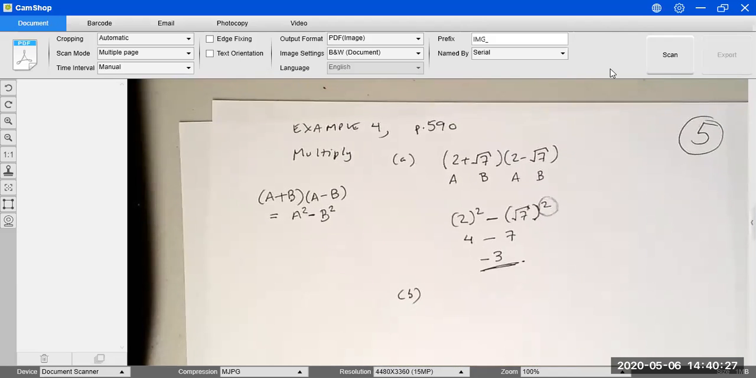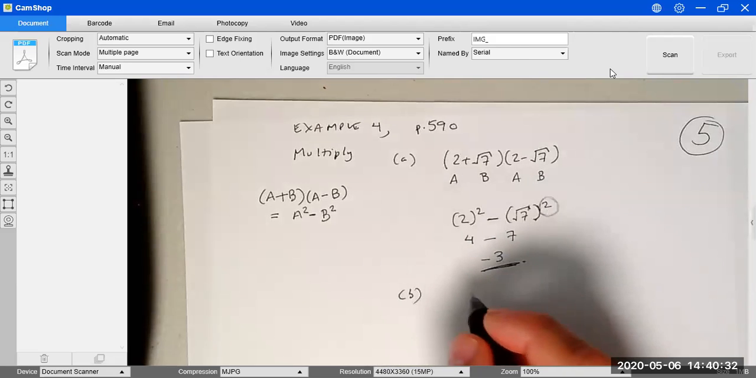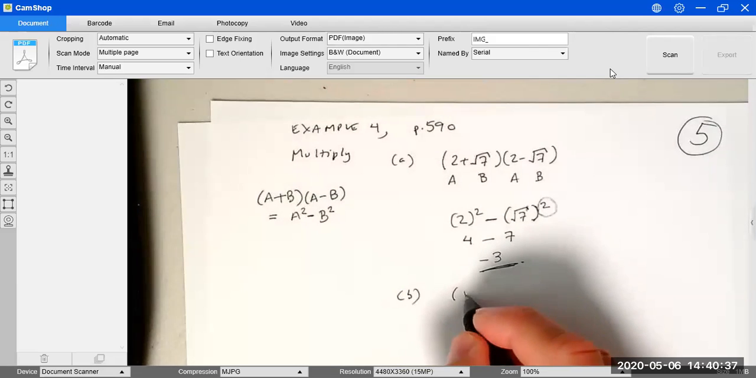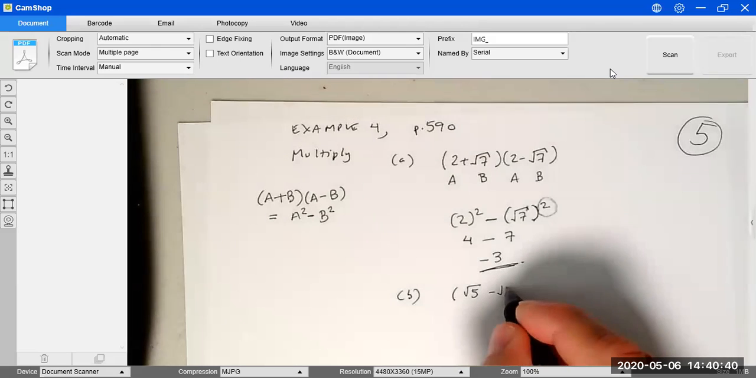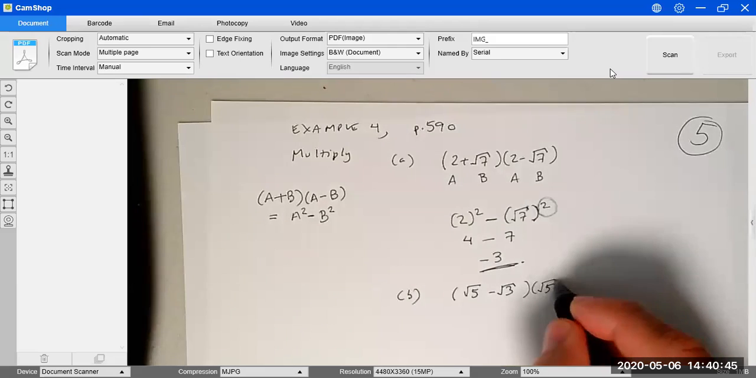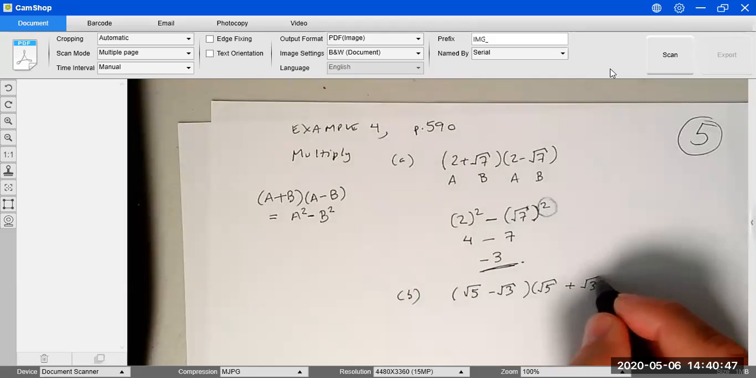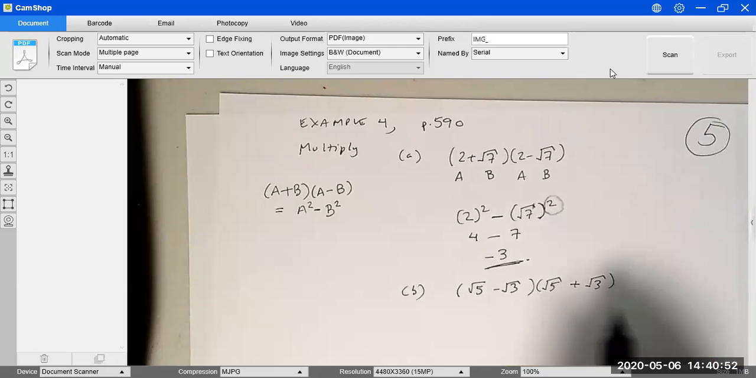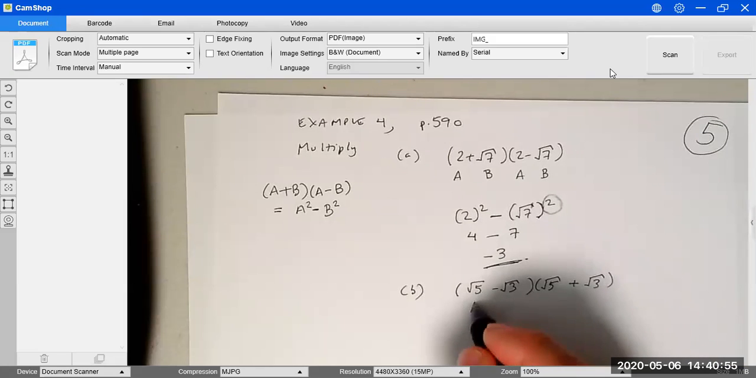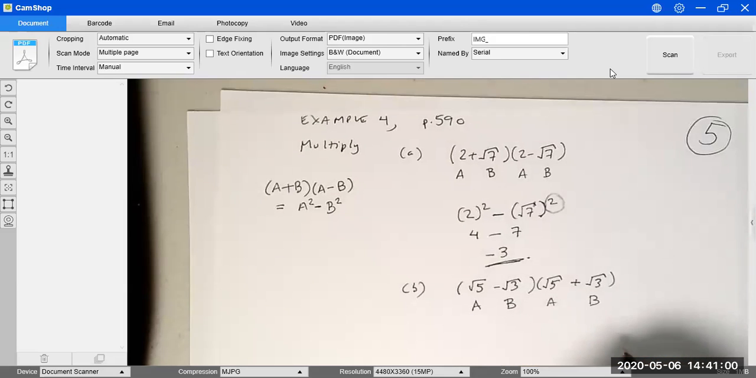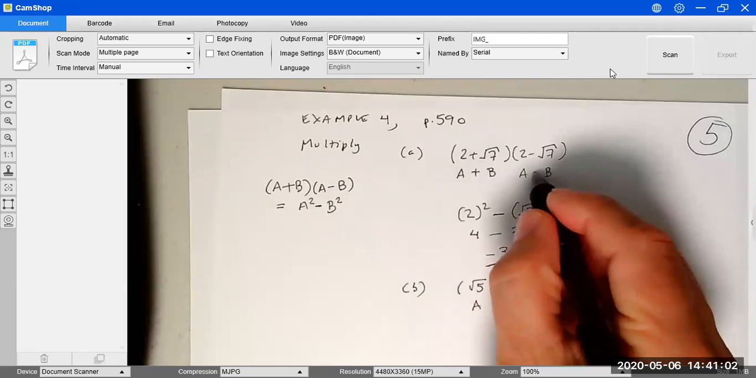Now I have one more case, for example 4, and it's just the square root of 5 minus the square root of 3, and that multiplies the square root of 5 plus the square root of 3. So again, you see here what we have. You have again conjugates, a minus b, a plus b. So these are conjugates.